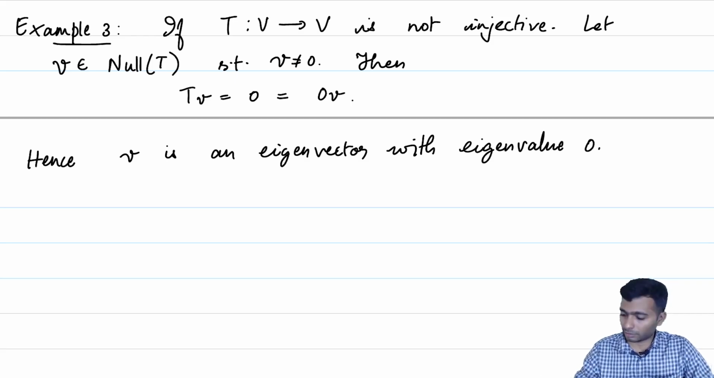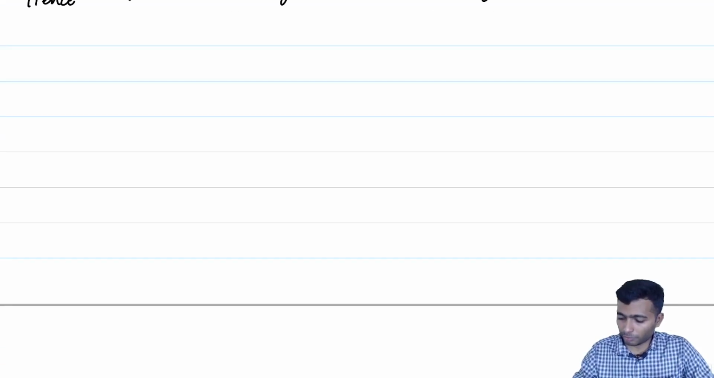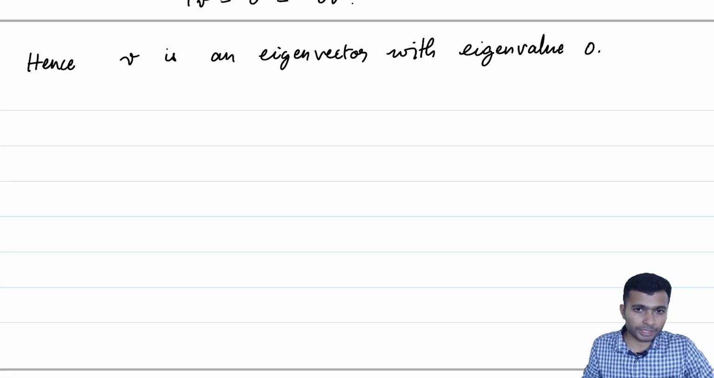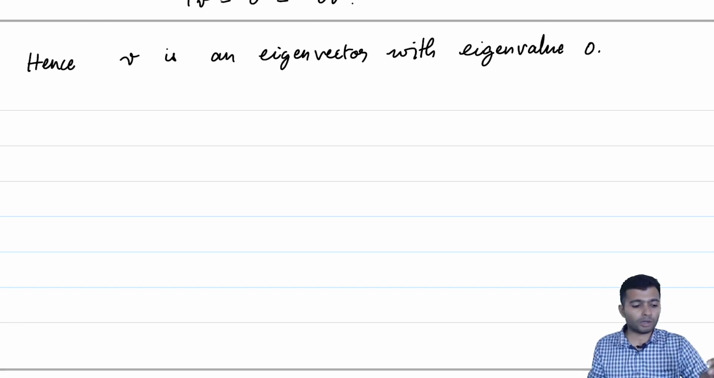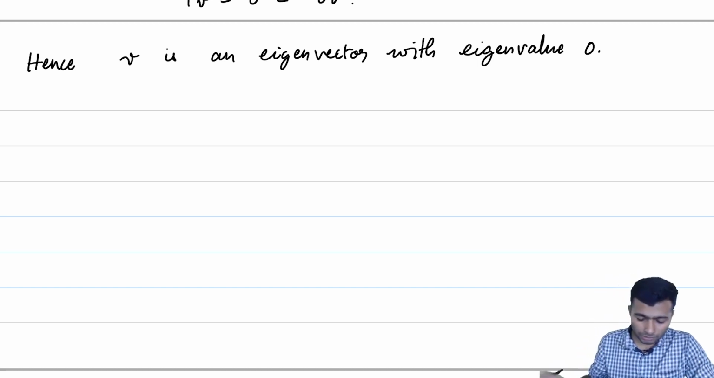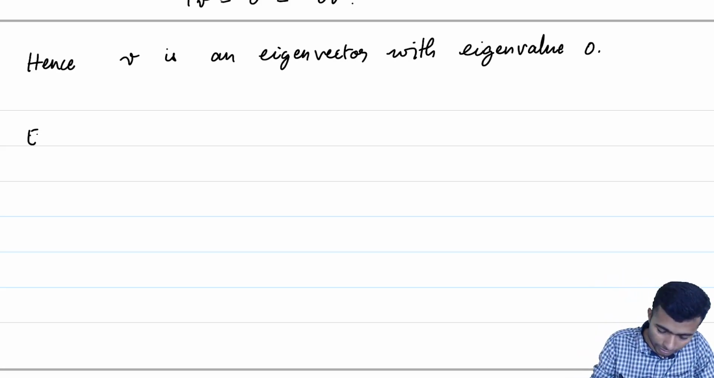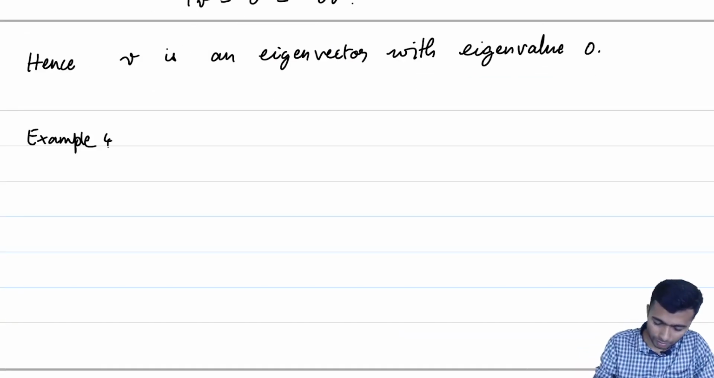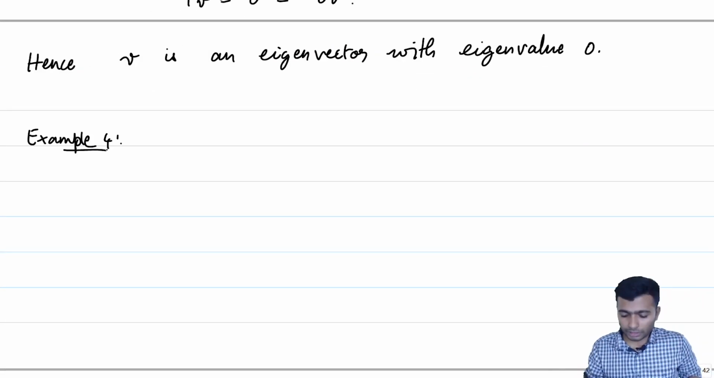So, maybe a good exercise to think over would be to show that a linear transformation is invertible if all eigenvalues are non-zero. Okay, let us look at more examples. So, next would be example 4, I think. Yeah, example 4. So, consider this linear map.